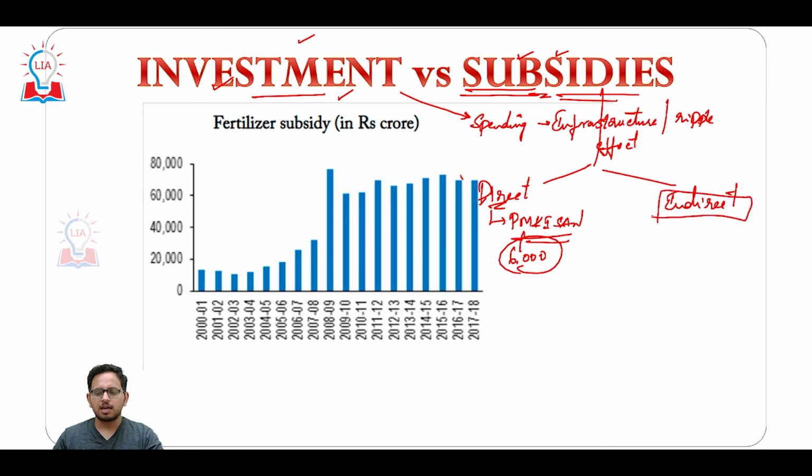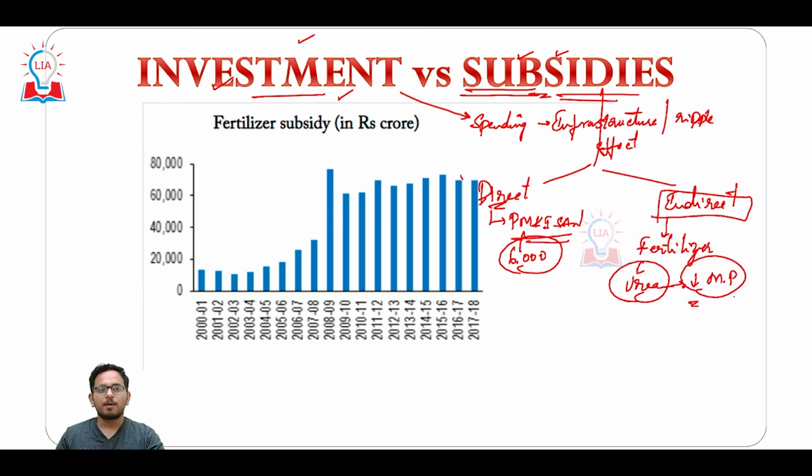Indirect farm subsidy, as an example for the indirect farm subsidy, we have fertilizer subsidies, especially urea. The subsidy is given in the form of reduced market price. Directly, amount is not given to the farmers. It is given in the form of reduction in market price. This is the data related to indirect and direct farm subsidies.